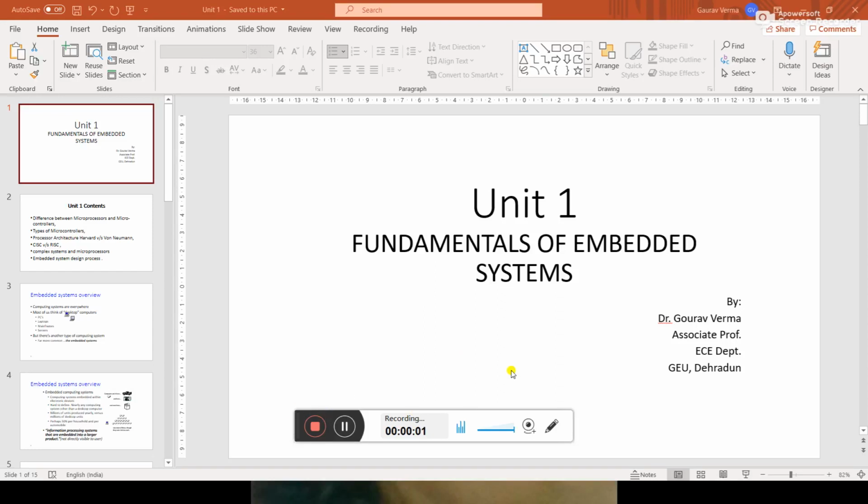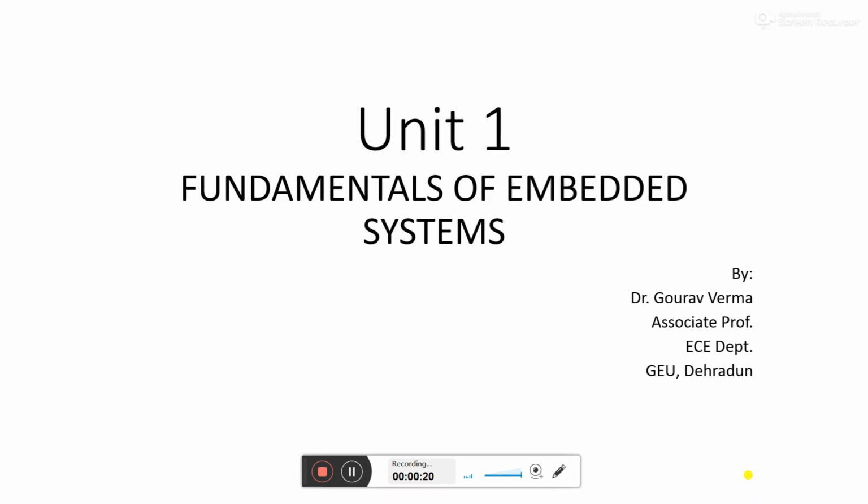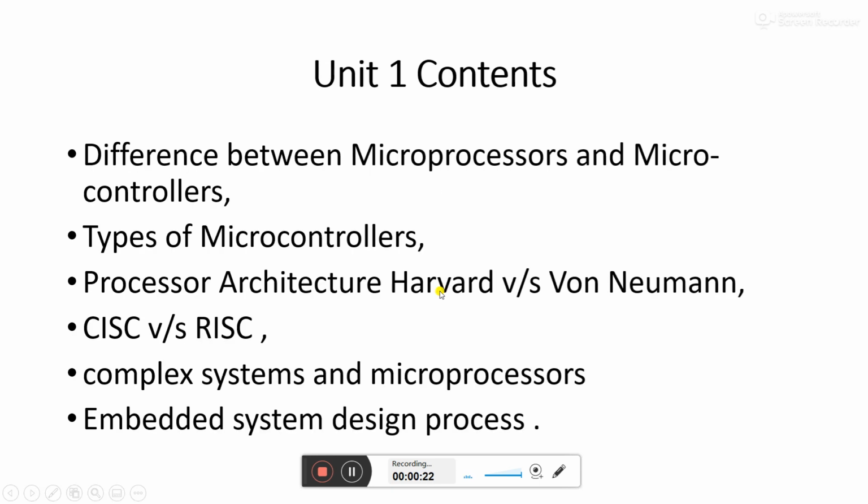Students, let's start the first unit of this course. In this first unit you will find the fundamentals of embedded systems, and we have already discussed the fundamentals of embedded systems in our last lecture. So let's discuss the unit contents.